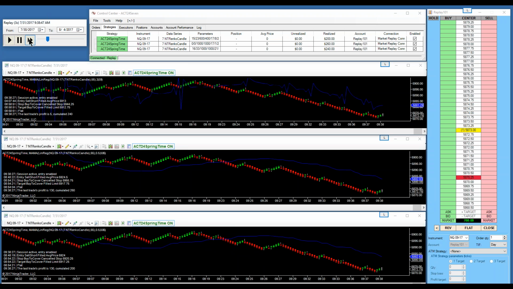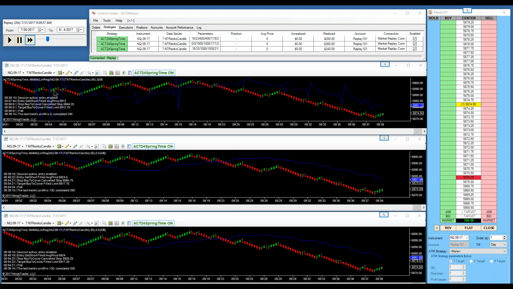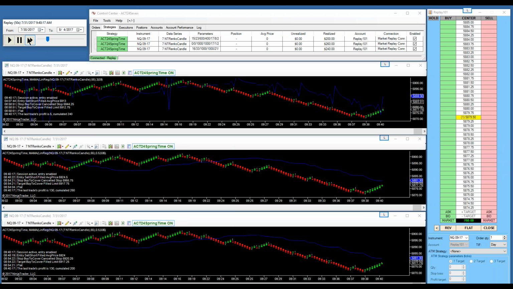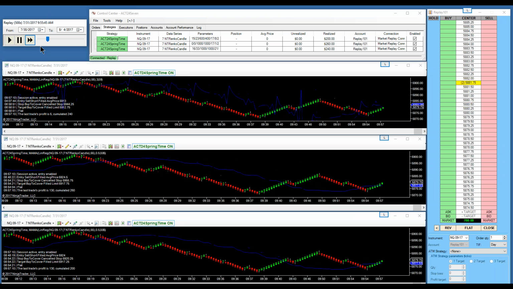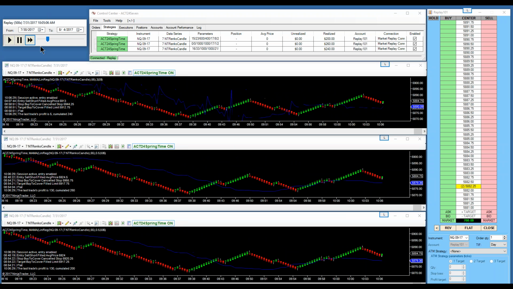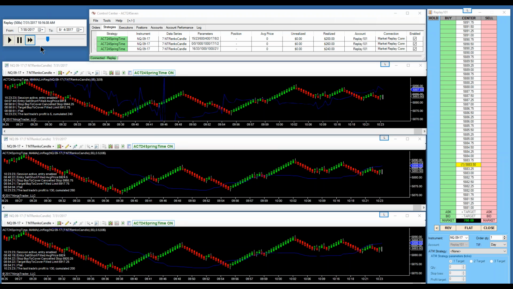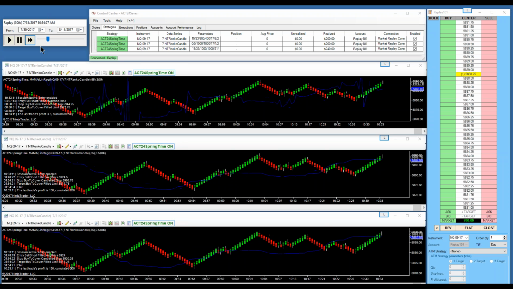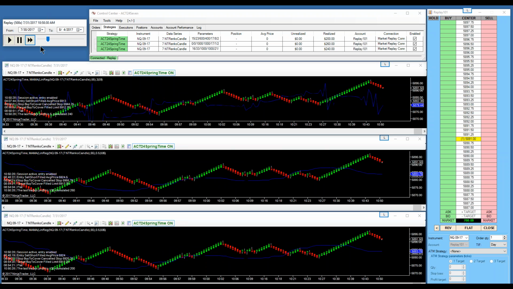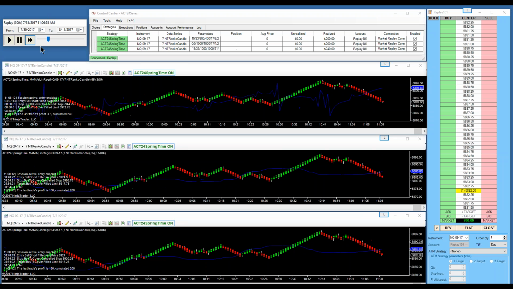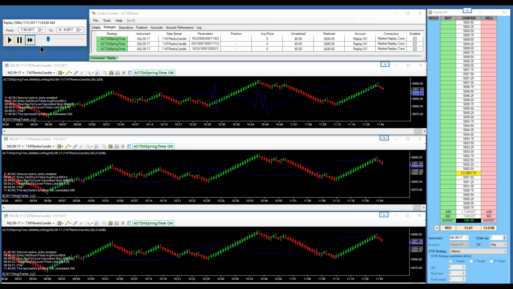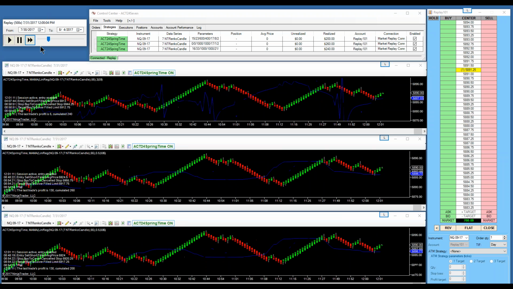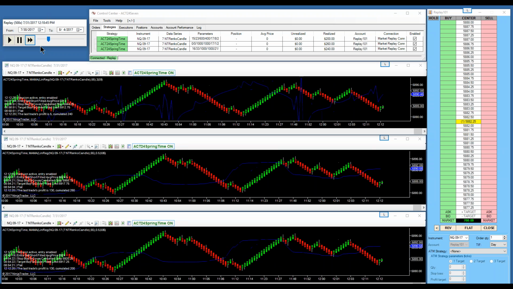Okay. Now we're 9:30 in the morning and we're up $700. Each chart has its own set of parameters and can be adjusted individually.